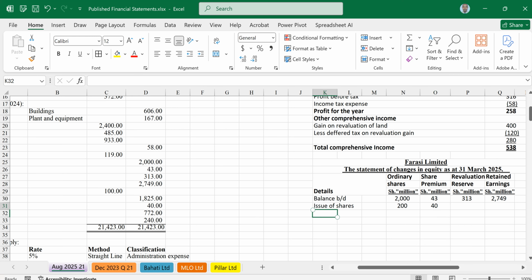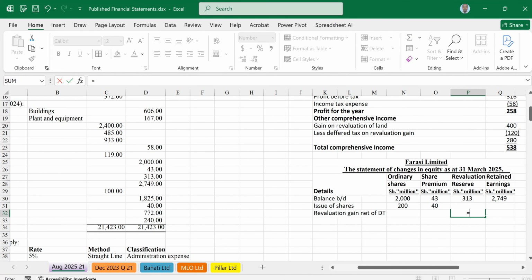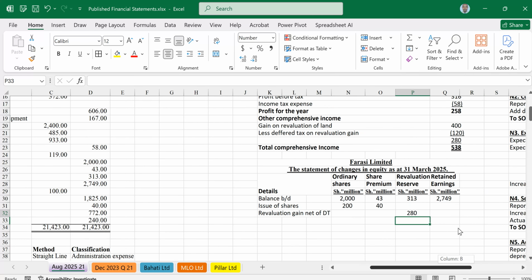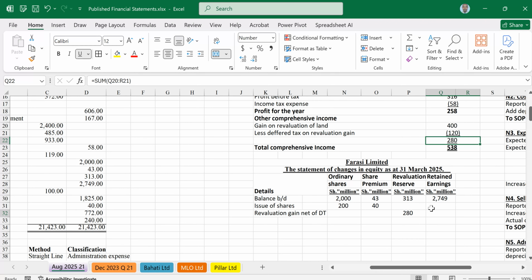Then give me revaluation. Revaluation gain, net of the deferred tax. So revaluation net of deferred tax, equal sign, it's up there, 280. The one that we have up there, 280. Where? Here. 400 minus 120 is 280. That is just for revaluation, not retained earnings.